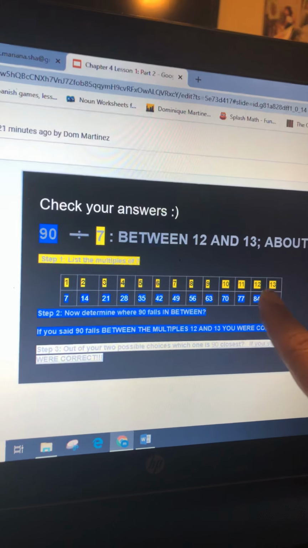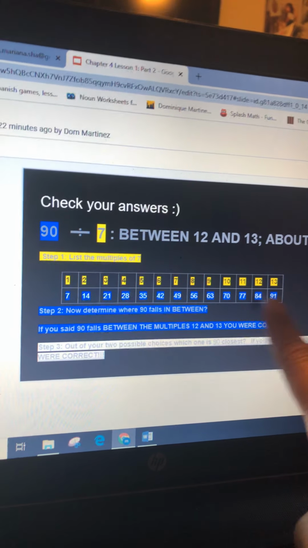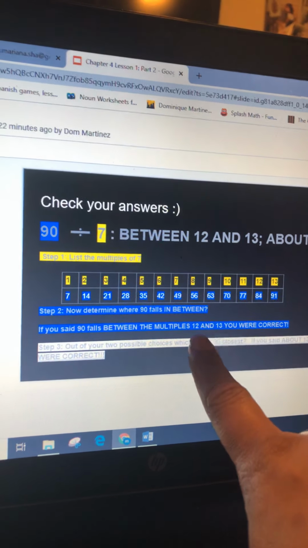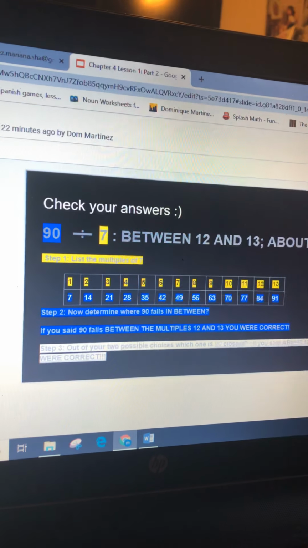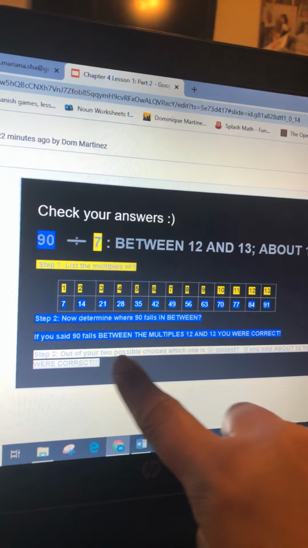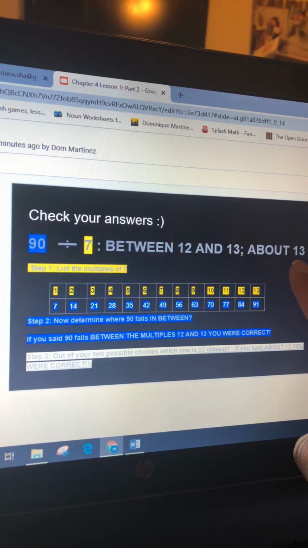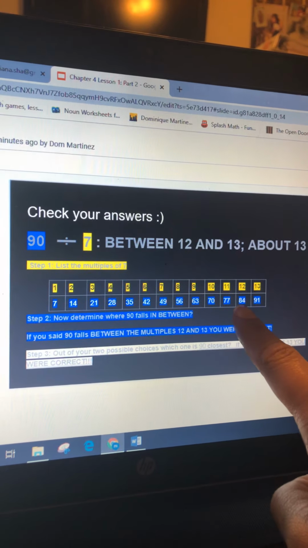Well, it falls in between the multiple of 12 and 13, right? Which is 84 and 91. So these two, 12 and 13, are one of the answer choices, right? It's about 13. So that's what 90 is closest to, about 13. Okay, because 90 is closer to 91 than it is to 84.